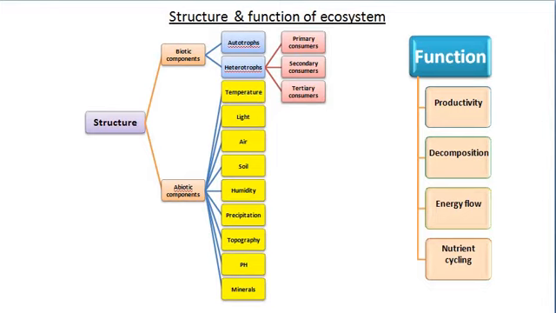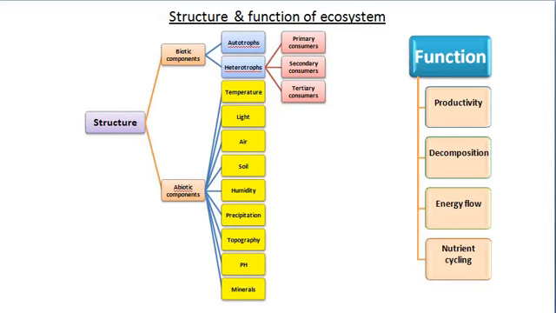Now, about the structure and function of ecosystem. As I have mentioned earlier, the structure of ecosystem will comprise of two types of components, which are the biotic components and the abiotic components. Biotic components will include autotrophs and heterotrophs. Autotrophs means which can produce their own food. That means the plants. They will produce their own food by the way of photosynthesis, and they will produce carbohydrate. And for photosynthesis, they will need sunlight, water, carbon dioxide.